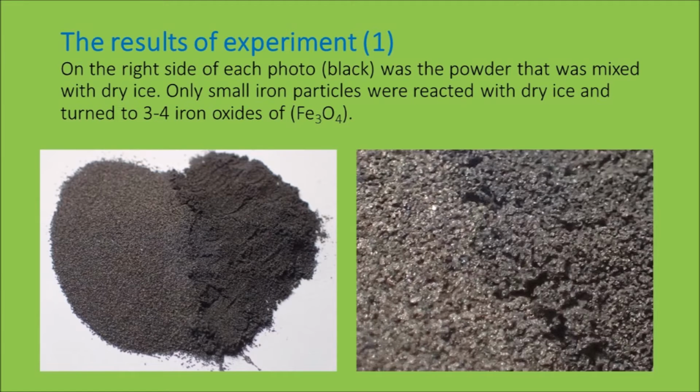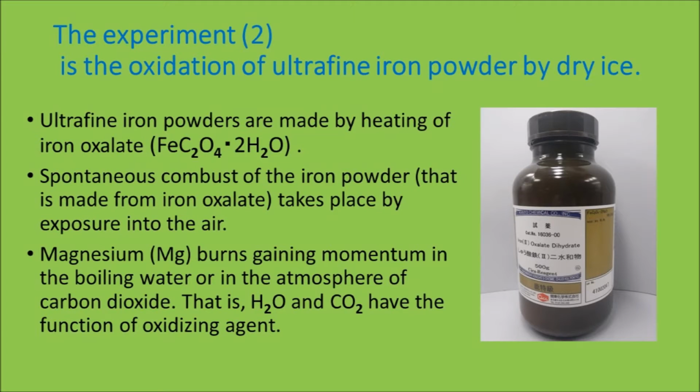The photograph shows the results of the first experiment. On the right side of each photo is black. The black powder was oxidized by dry ice. Only small iron particles reacted with dry ice and turned to Fe3O4 iron oxides. What will happen with ultra-fine iron powder on dry ice? The next experiment is the oxidation of ultra-fine iron powder by dry ice.